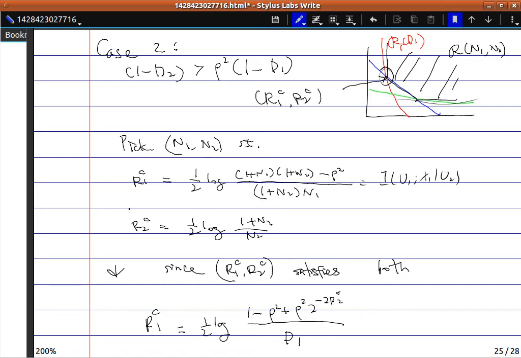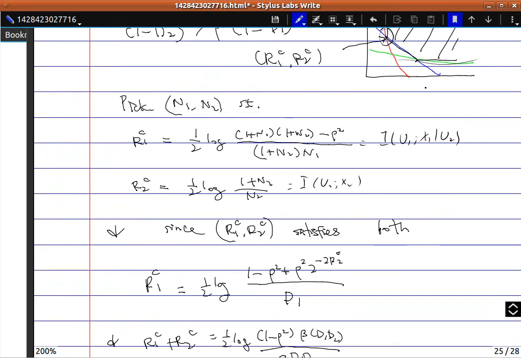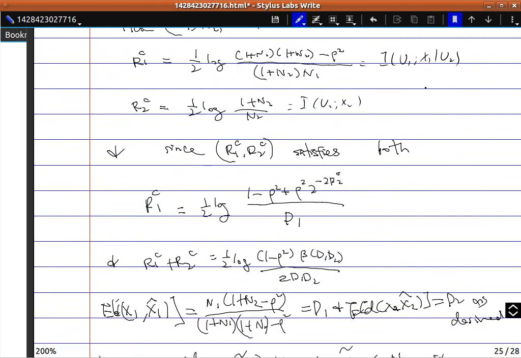And also 1/2 log of 1 plus N2 over N2, this is equal to I(U2; X2). That thing we want it to be equal to R2C. And since this R2C is the intersection of the boundary of R1 D1 and also R1 plus R2 D1 D2, therefore it satisfies both equations: that R1C is equal to this, and also R1C plus R2C is equal to this.